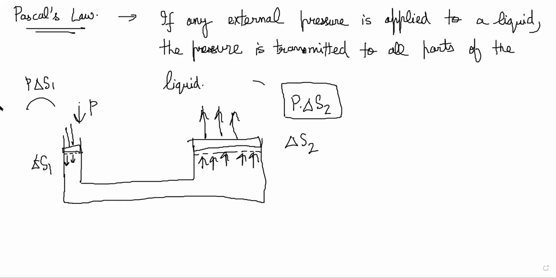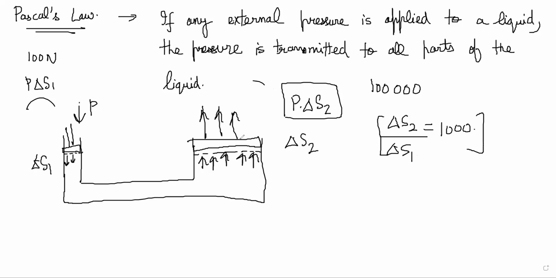So you can apply a force of 100 Newton and get a force of 100,000 Newton if your del S2 by del S1 is 1000. Because pressure is transmitted equally everywhere, but the area is in a ratio. So you will be able to exert a force here and lift a truck. If you design a machine like this, you can put a force here, and on the bigger column side, you can put a heavy weight and that can be lifted, which would not have been possible otherwise by yourself.